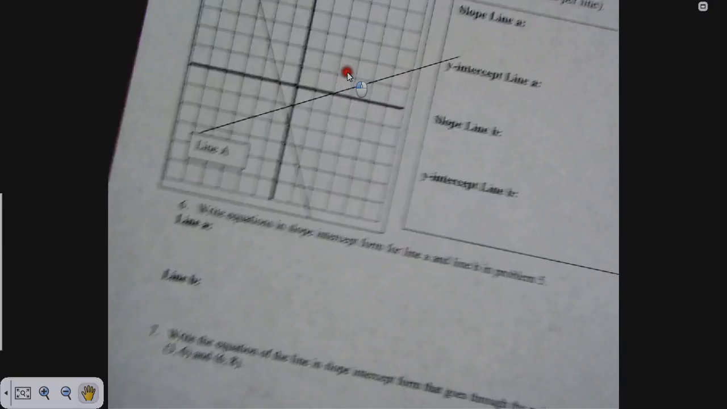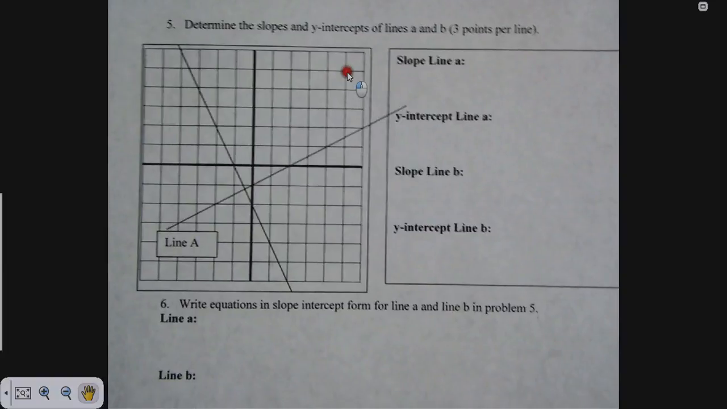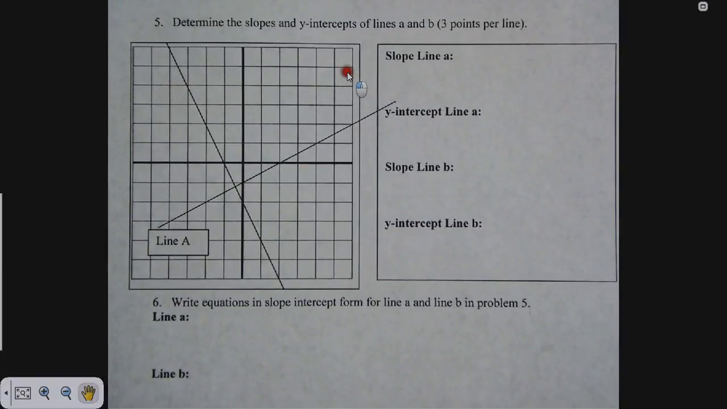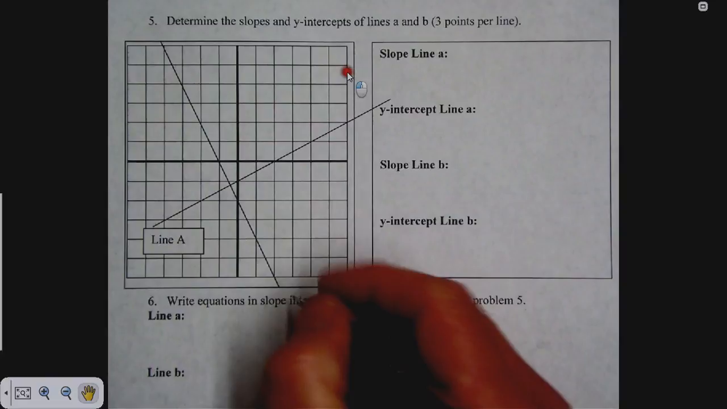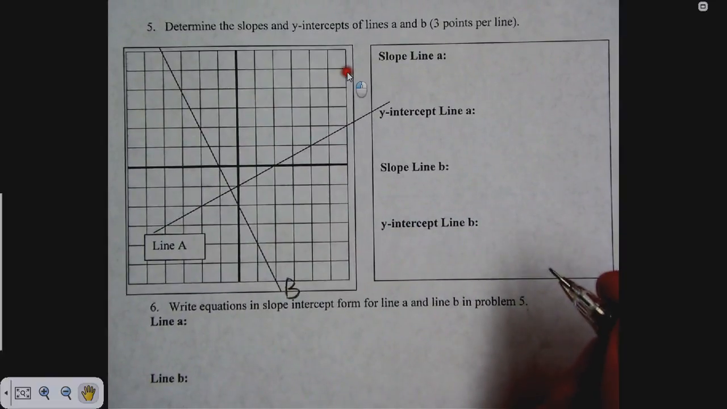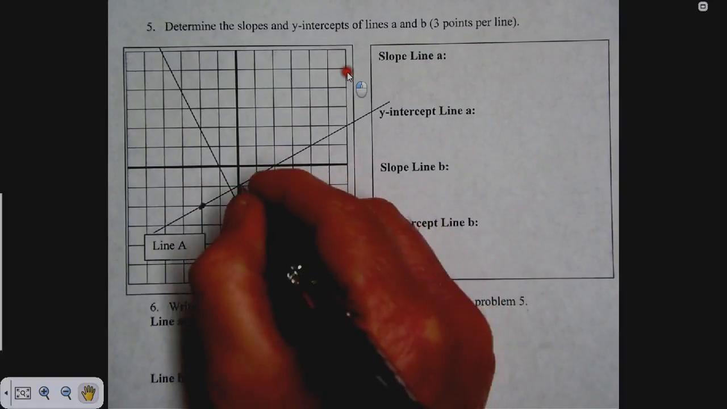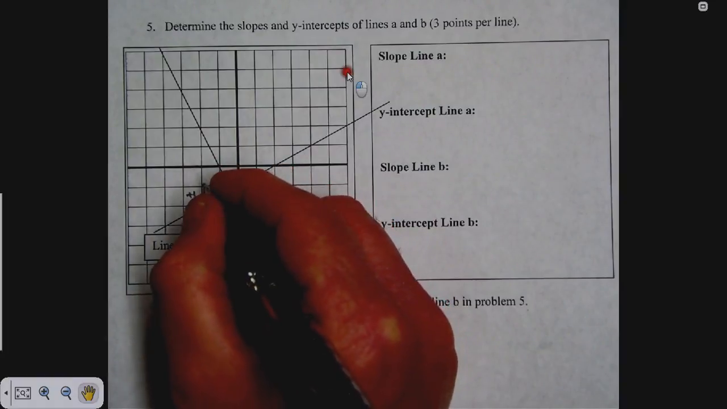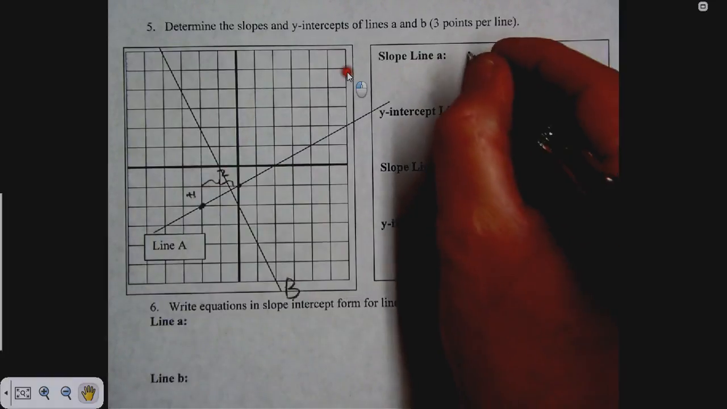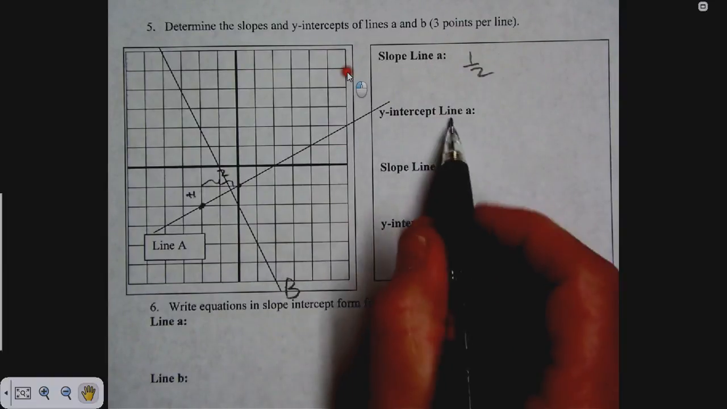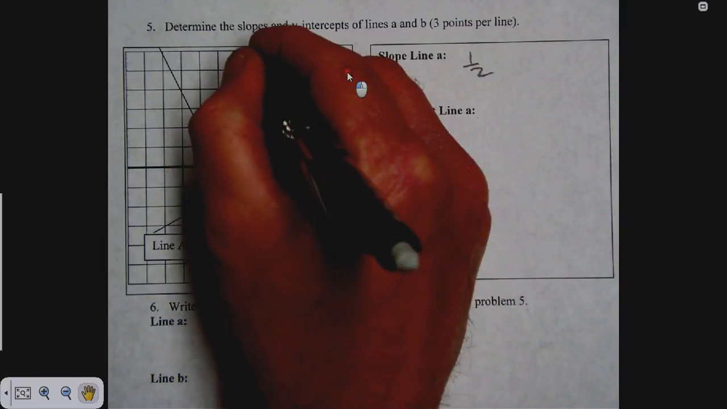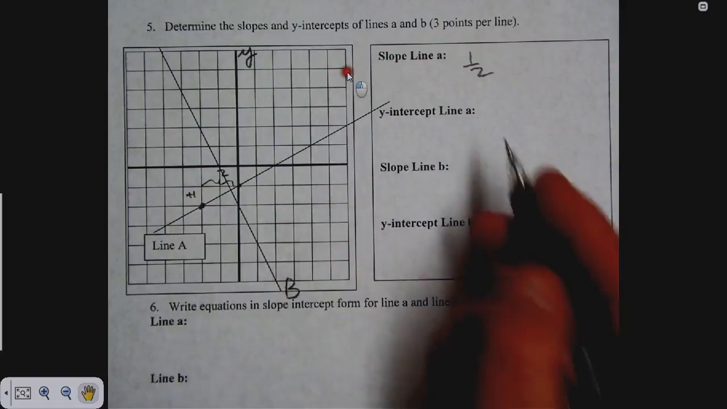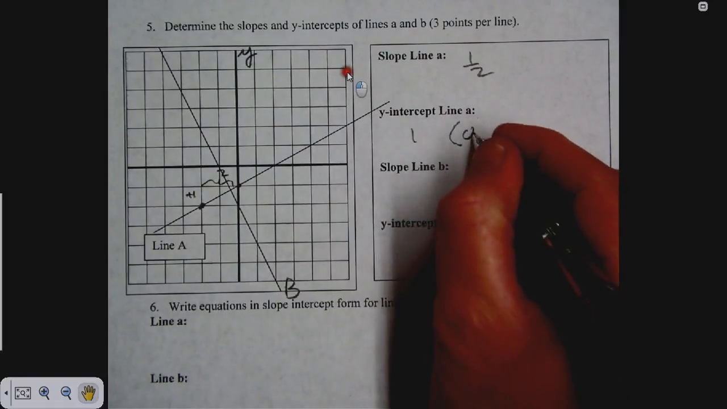Next page is here. It says determine the slope and y-intercepts of the lines. It's A and B. This is A, so this other line must be B. Slope of line A, well, I have a point there and a point there. Up 1, a rise of 1, a run of 2, so that's going to be 1/2. It intersects the y-axis. Here's the y-axis. It intersects it at 1, so it's going to be 1, or I can express that as 0, 1.